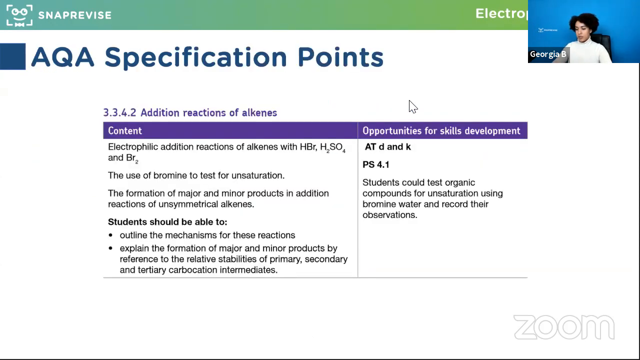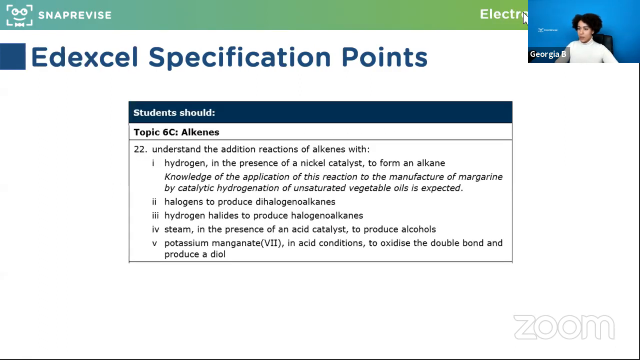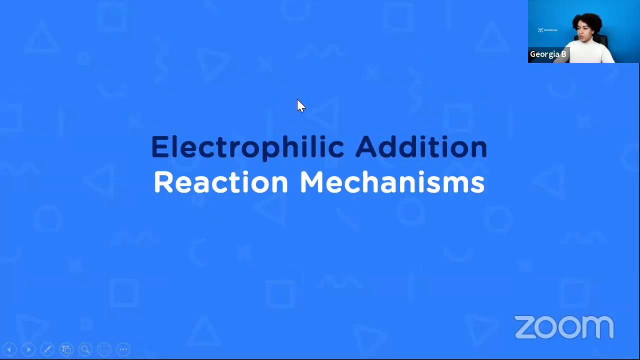All right, so here are your spec points if you are AQA. The only thing we're not doing from these today is the bromine test for unsaturation. So our real focus is on the reaction mechanism itself. Here's basically the only spec point for OCR because it doesn't go into much detail. Your man Markovnikov, an amazing guy. And for Edexcel, we're just going to be looking at these two spec points: the mechanisms for halogens to produce dihalogenoalkanes and hydrogen halides to produce halogenoalkanes. Okay, so we can get started.